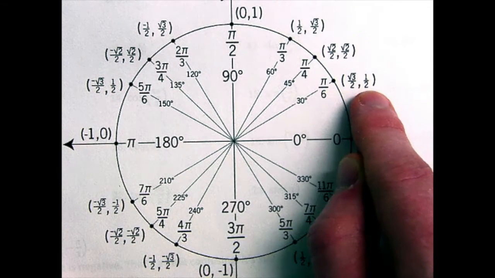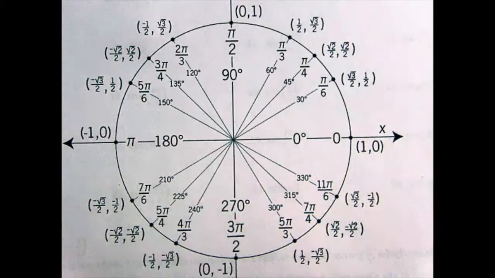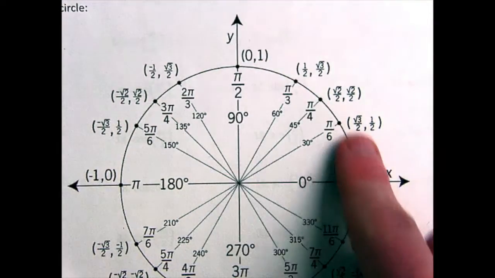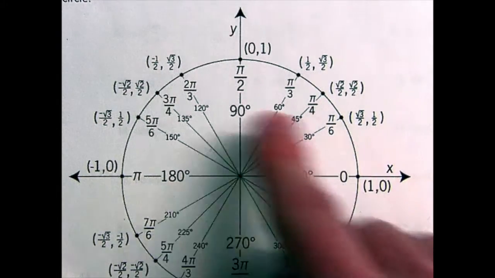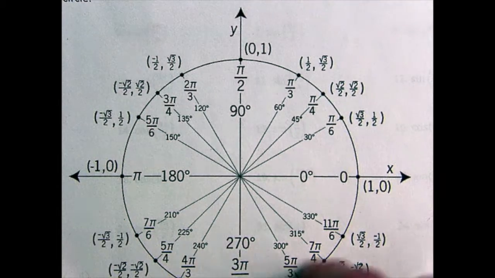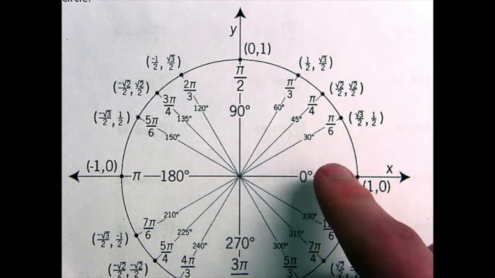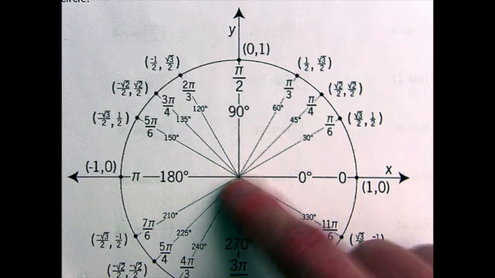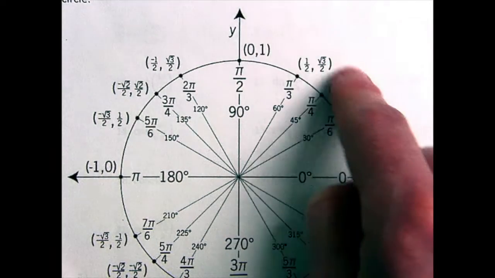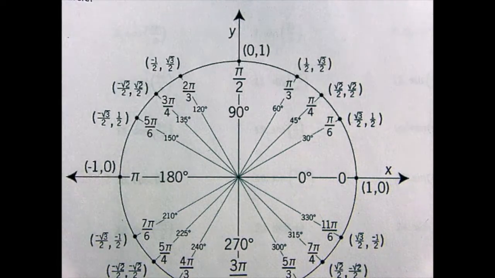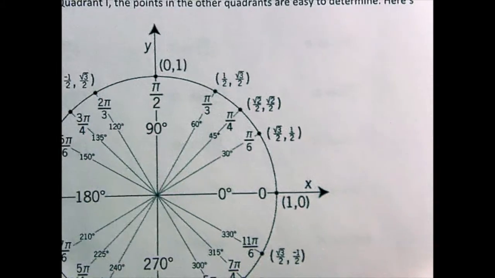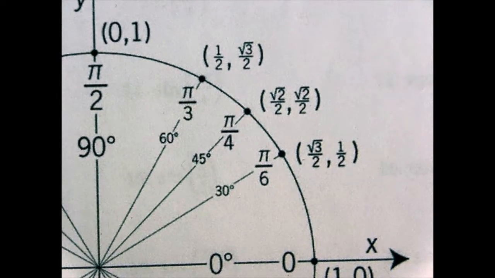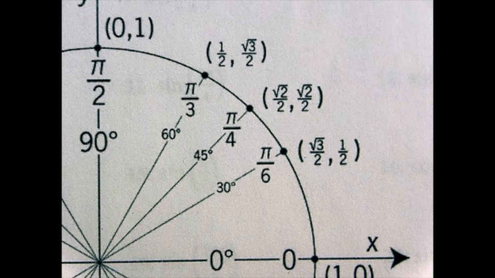So if you know the coordinates of pi over 6, then you automatically know all of the pi over 6 angles. And therefore, if you know all 3 of these, then you automatically know all of the angles in the unit circle. You can work all of them out. So all we really have to do is make sure we understand how to remember these points here. So what I want to do is focus on this top right quadrant, the points in the first quadrant.